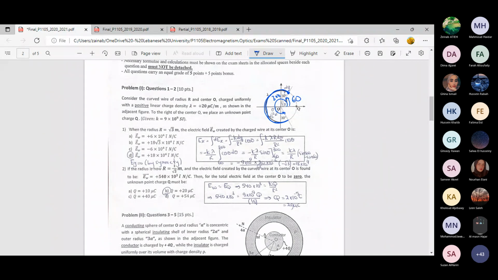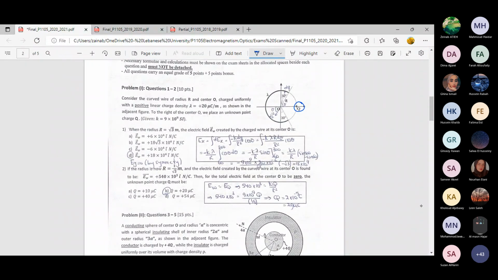He wants me to find the charge that must be placed here. So I will just erase here. He wants me to find the electric charge Q, big Q, that must be placed here, at a distance r from O along the x-axis, such that the total electric field at O is 0.